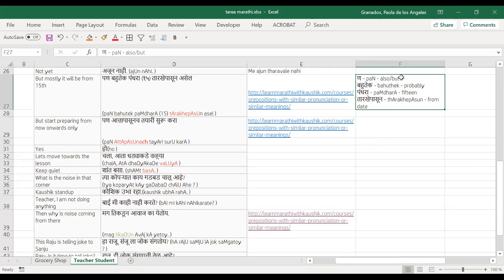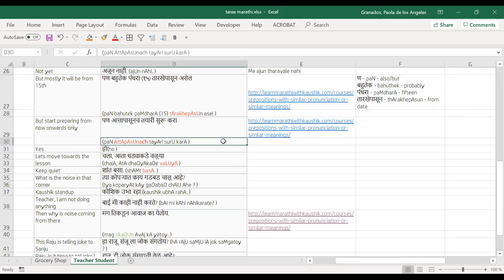Sorry, Kaushik? The first word in that sentence, it is pan, not perm. It is capital. Ah, okay. Pan. Okay. Then should I continue?